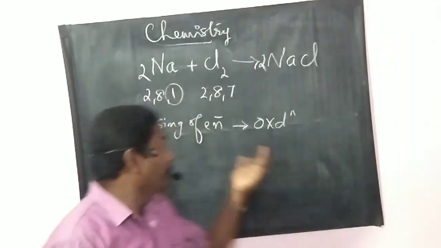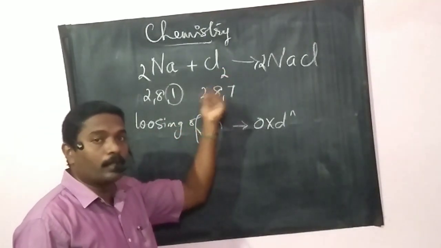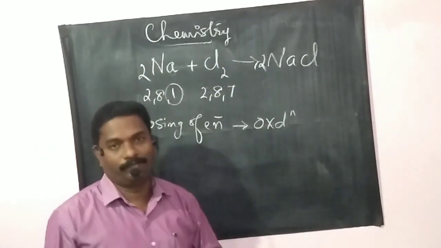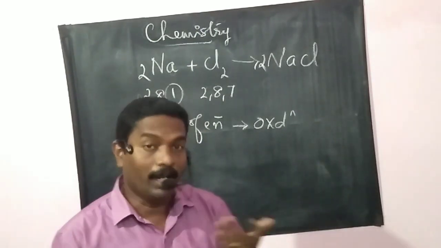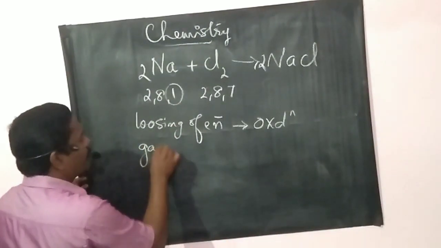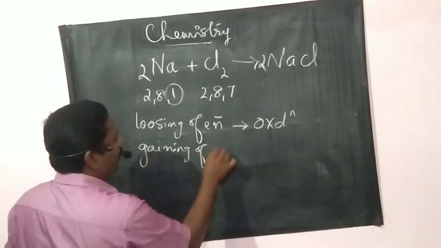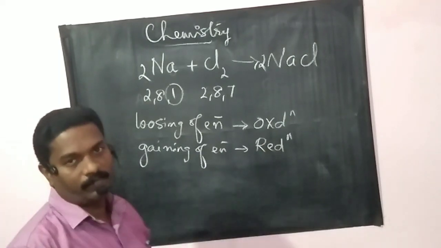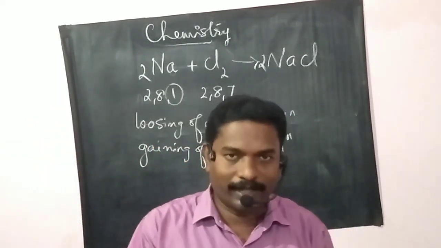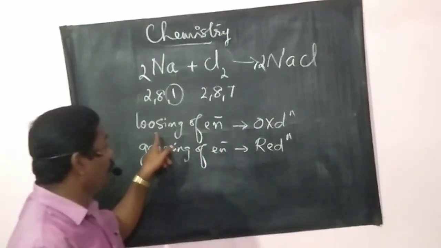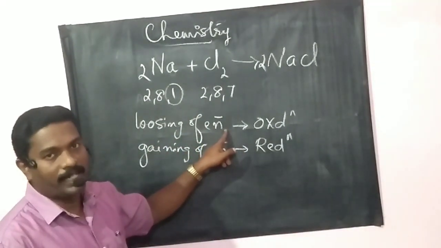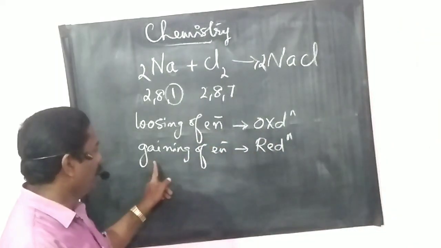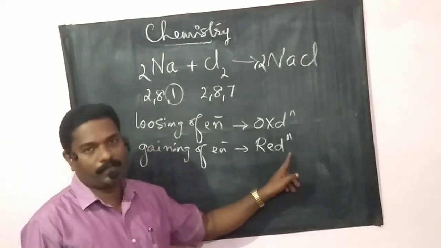Then who gains this electron? Chlorine. So chlorine undergoes reduction. Why? The gaining of electron is called reduction. So a process or a reaction in which losing of electron takes place is called oxidation, and the gaining of electron is called reduction.